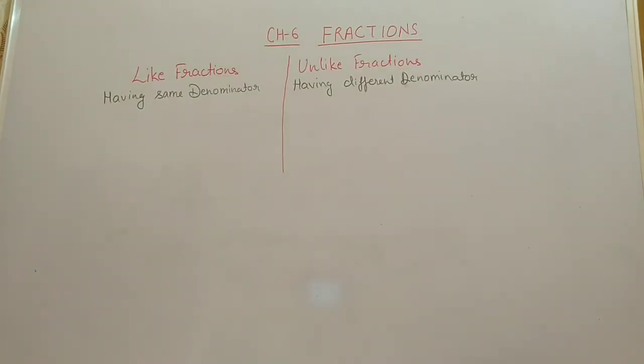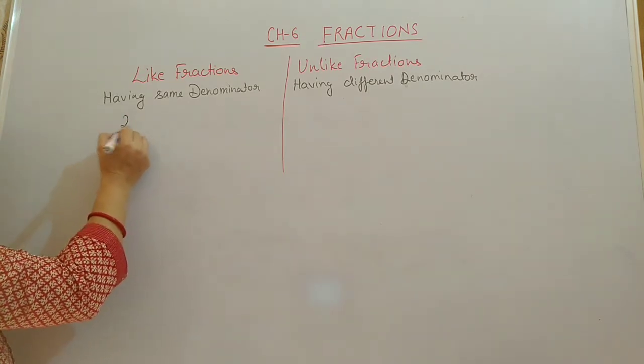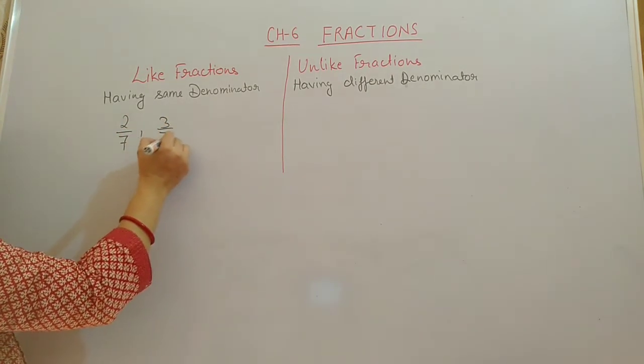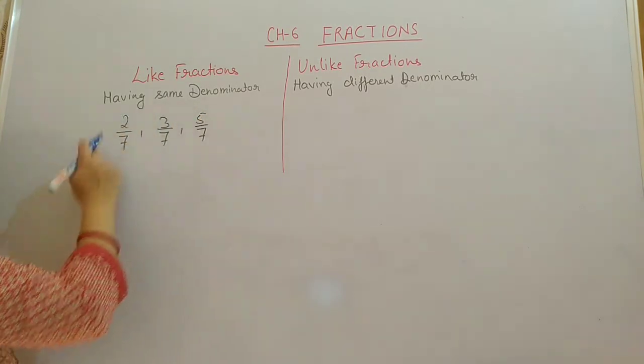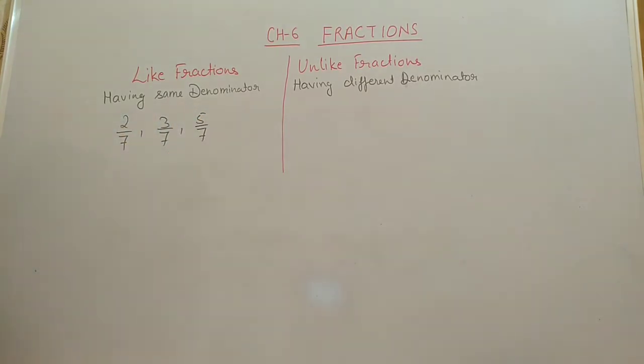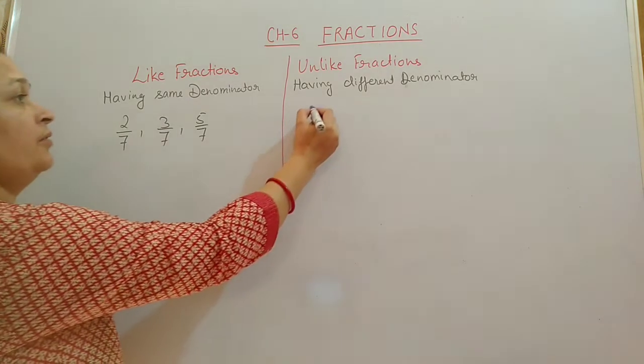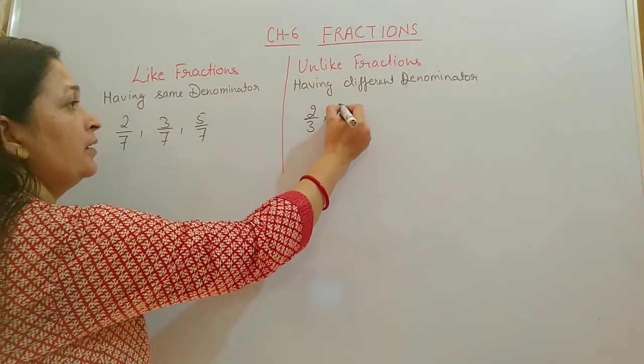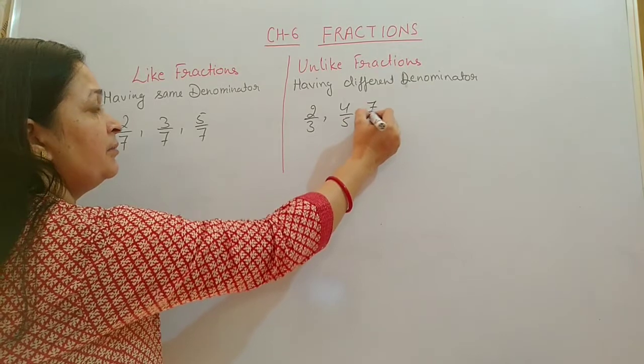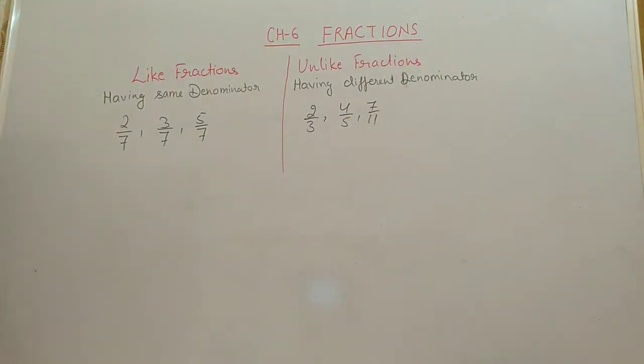Next we have like and unlike fractions. Like fractions means the fractions having the same denominator we will call like fractions. For example, 2 by 7, 3 by 7, 5 by 7, all these fractions have the same denominator. So these are like fractions, and unlike fractions means having different denominators. For example, 2 by 3, 4 by 5, 7 by 11. You can see here all the denominators are different, 3, 5, 11. These are unlike fractions.